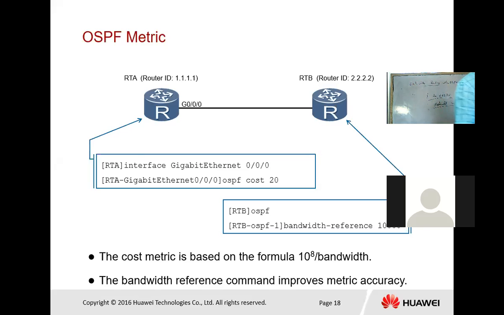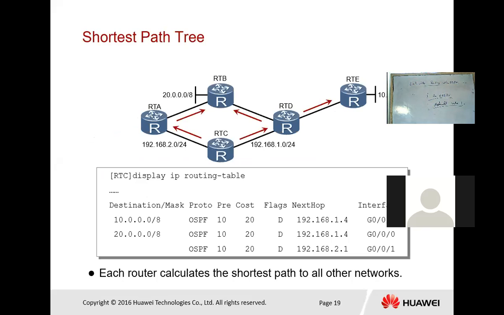Next we have the shortest path tree. A router that has achieved a full state is considered to have received all link state advertisements, that is LSAs, and synchronized its link state database, that is LSDB. With that of the adjacent neighbors, the link state information collected in the link state database is then used to calculate the shortest path to each network.